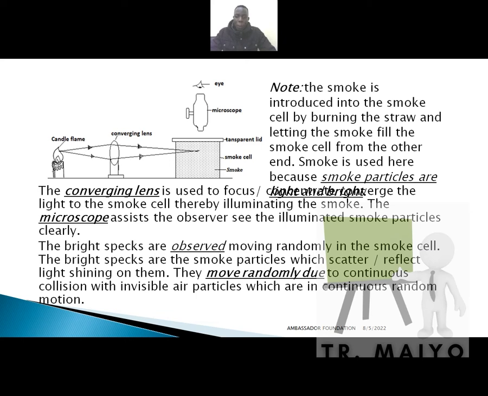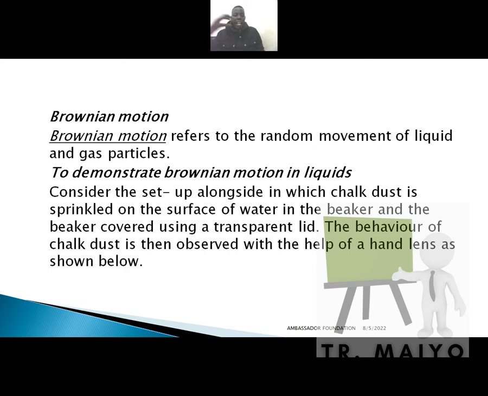Now, when you look at the transparent lid here, just look at the diagram. Though we have included many things, including the flame, which is not necessary. But as long as you have sprinkled particles that can float on the surface of water, you use a hand lens or a microscope. You can simply see them moving randomly.